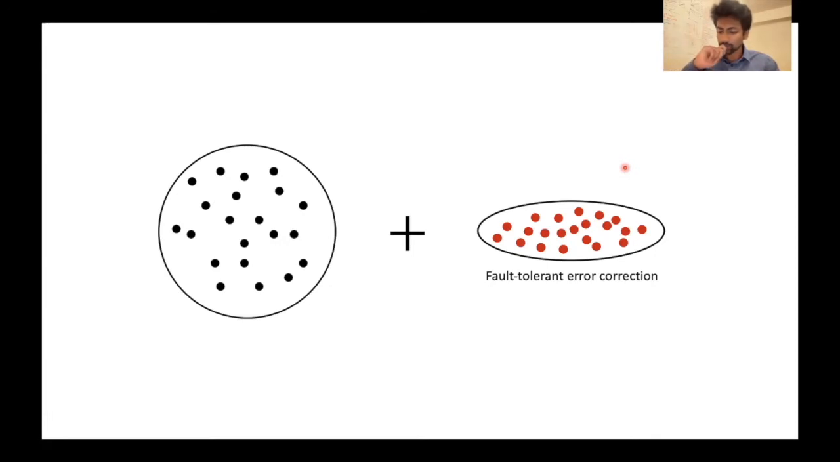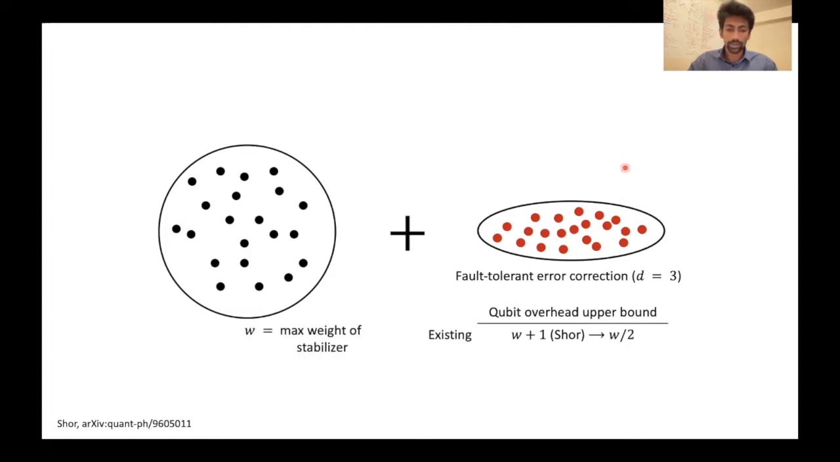How many exactly? Well, the upper bound on this qubit overhead was shown to be linear in a parameter W, where W is the maximum weight of a measured stabilizer of the code. It was initially shown to be equal to W plus 1 by Shor, and after a few improvements, it was brought down to W by 2. But in this work, we show that you can bring this down to logarithmic in W. And in the special case of fast reset, where your qubits can reset really quickly, you just need four qubits.